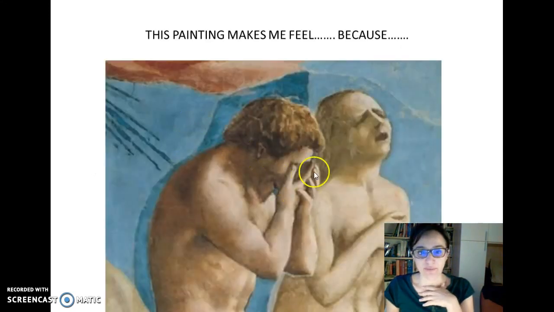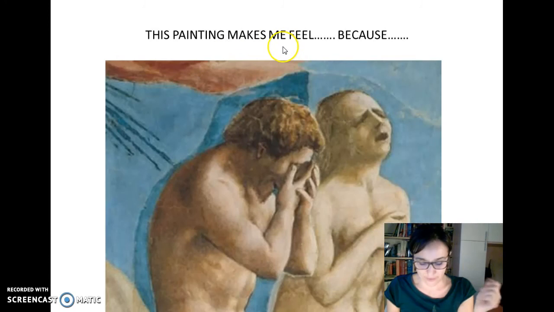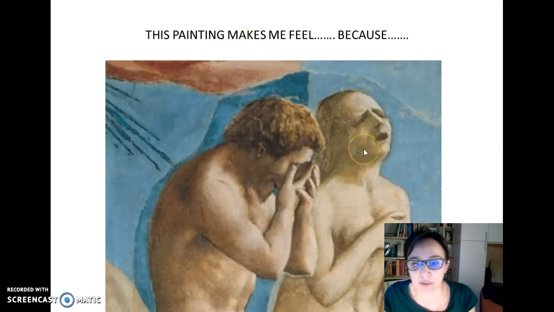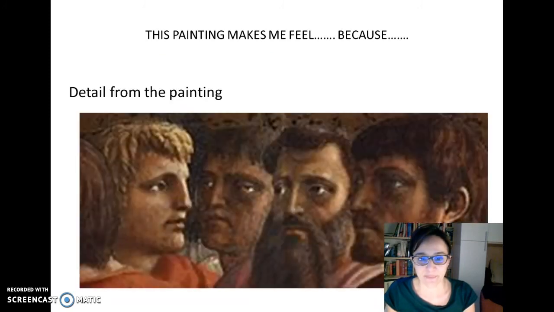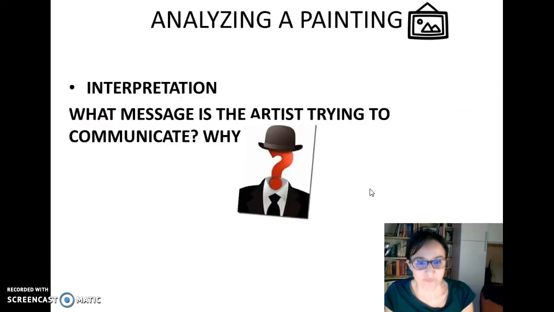For example, if you have a look at this painting, which is a detail of a bigger one, this painting makes me feel worried or depressed because these people look desperate, don't they? And what about this painting? This detail from the painting, you know. How does it make you feel?